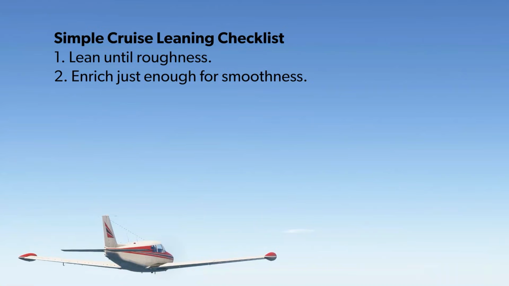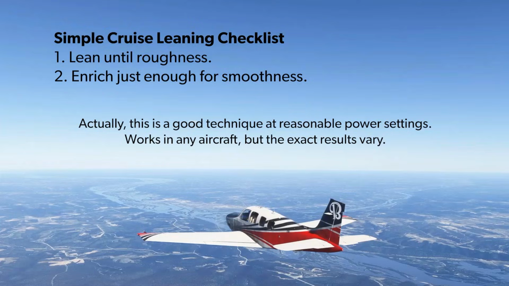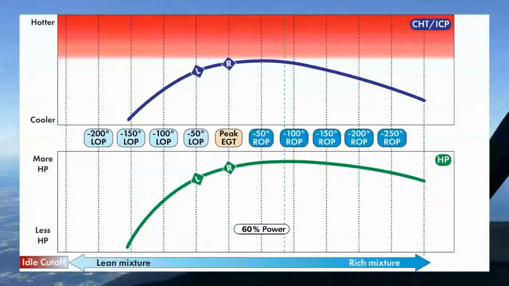And this may sound like a basic beginner technique, but actually it's a good technique. It's at least a really good starting point, depending on what you're trying to achieve. It works well at reasonable power settings, works in any aircraft, but the exact results, where it puts you on the curve that we just talked about, is going to vary depending on what you're flying. So this example is from that Piper Comanche, the one that we use as an example aircraft in the course.